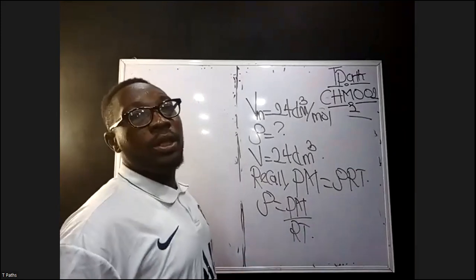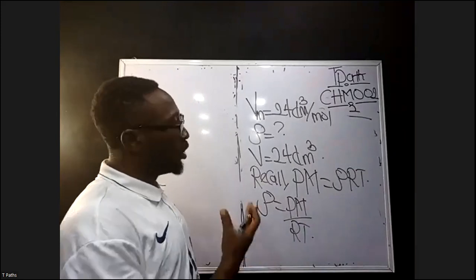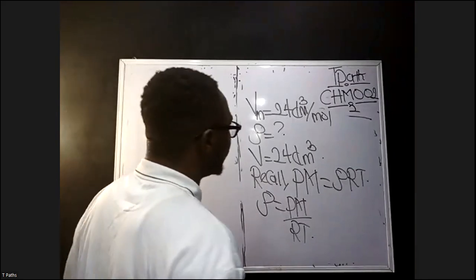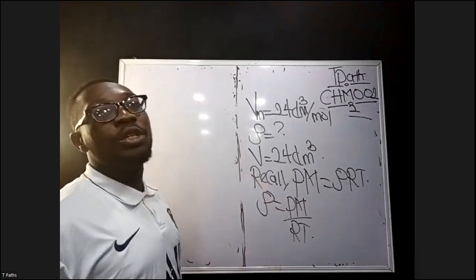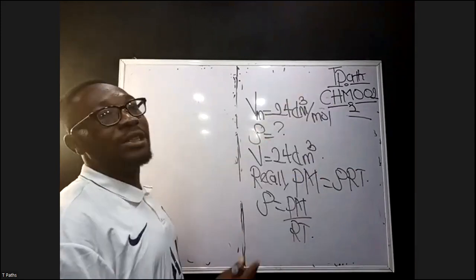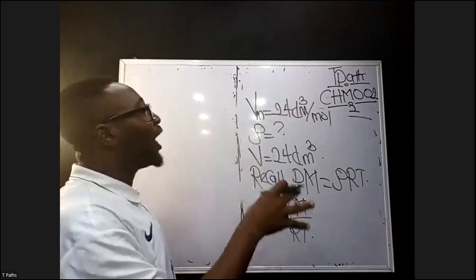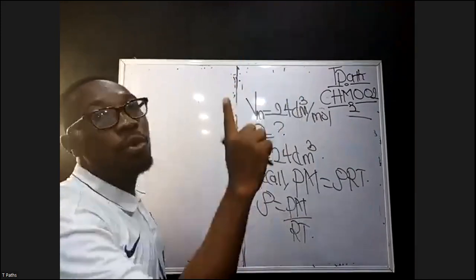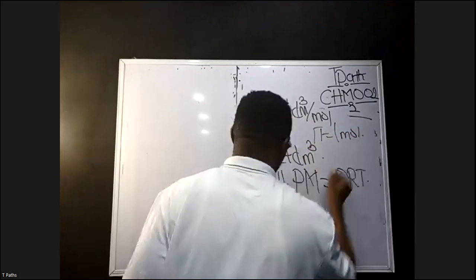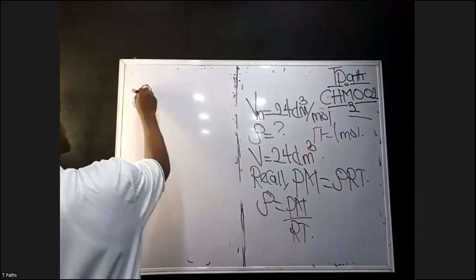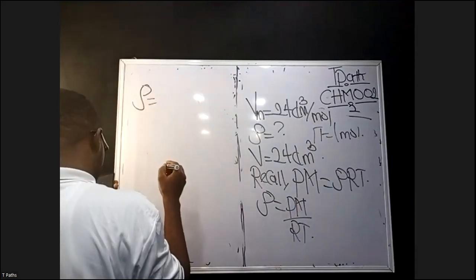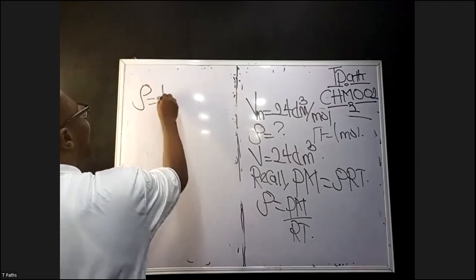So everybody, I believe we can just quickly do the correction. I've just written the data, so we can go straight to the point. Now we said molar volume. Molar volume means volume per mole. So it means that the gas has 24 dm cube in 1 mole. So the number of moles is 1 mole. Now, what is your pressure? If it is at STP, that means 1 atm.